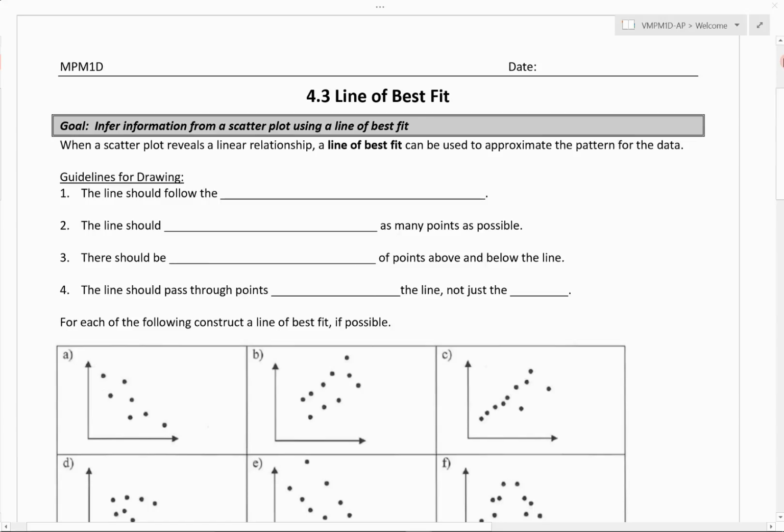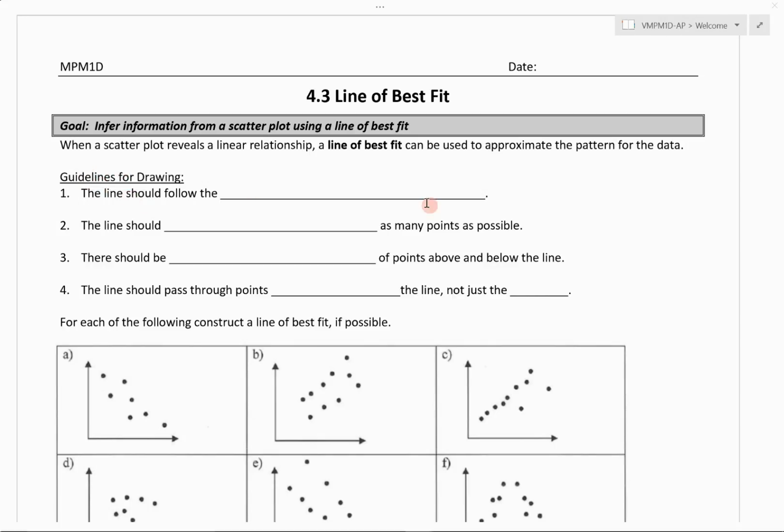So, the line of best fit. When a scatter plot reveals a linear relationship, we use a line of best fit to approximate the pattern for that data. So we need to know how to draw lines of best fit. What are the guidelines for drawing a line of best fit?